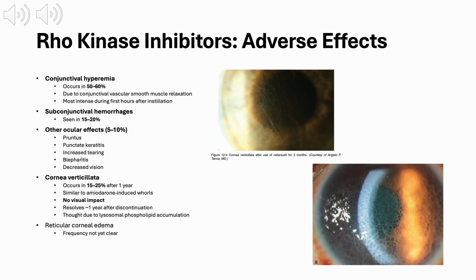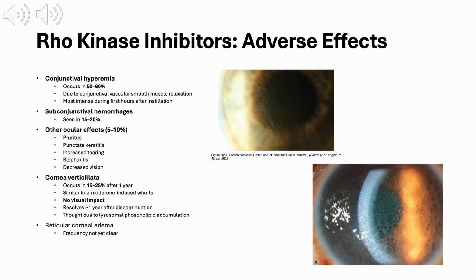Let's finish by reviewing the adverse effects of ROCK kinase inhibitors. The most frequent issue is conjunctival hyperemia, occurring in roughly 50 to 60% of patients. This redness results from vascular smooth muscle relaxation in the conjunctiva and tends to be most intense during the first few hours after instillation. Subconjunctival hemorrhages occur in 15 to 20% of users, generally mild and self-limited. Other ocular complaints, seen in about 5 to 10%, include itching, punctate keratitis, tearing, blepharitis, and transient blurred vision.